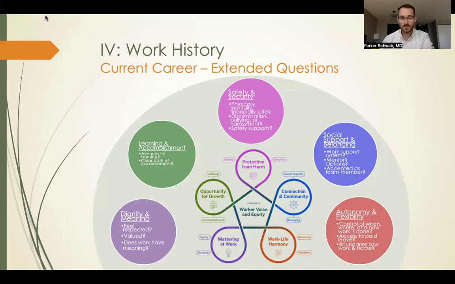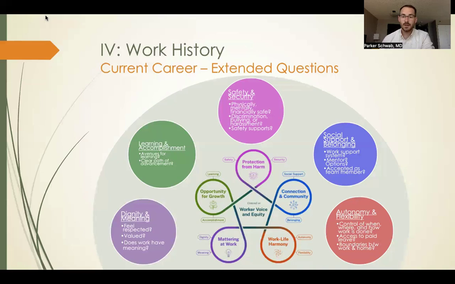For the second pillar, opportunities for growth, you really want to dig into whether they feel like they have a lot of avenues for learning. How do they go about finding those? If they're available, is that supported at work? Are there clear paths for advancement at work? Or do they feel like they're generally just stuck, which can also have psychological ramifications.